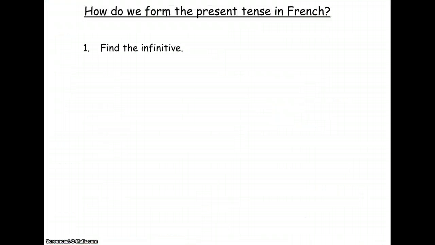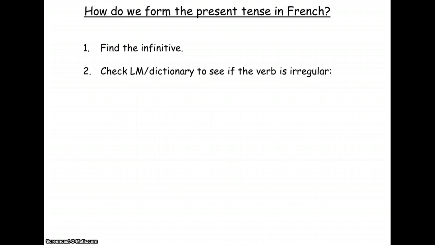So when you've got the infinitive, then the next thing you need to do is check if the verb is irregular. Okay, we'll talk about that a little bit later, but most verbs are regular and follow the pattern that I'm about to show you. But unfortunately lots of them, and especially the most common ones, the most useful ones, are irregular and don't follow the pattern. So after you've found your verb, you need to check on the learning mat or in the dictionary to see if it's regular or irregular. And I'll talk to you about that in a moment.